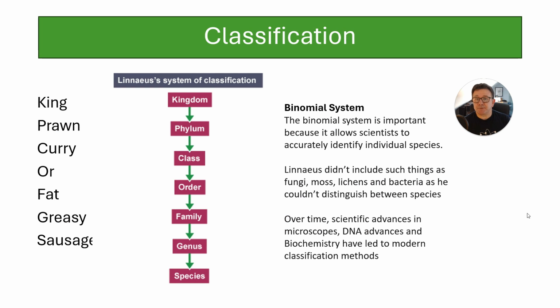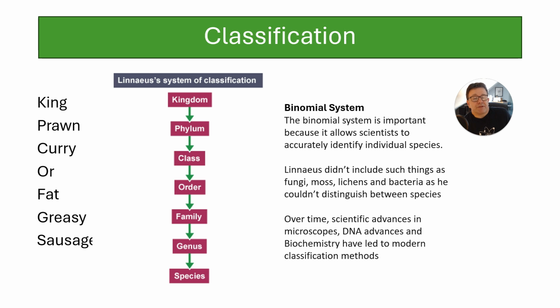Classification, I'm hopeful this will come up because I do love my mnemonic here. The way to remember Linnaeus' system of classification, I use king prawn curry or fat greasy sausage. It does work. That tells you the list. Remember, the binomial system allows scientists to accurately identify individual species, so, for example, genus and species. So Homo sapiens, for example.